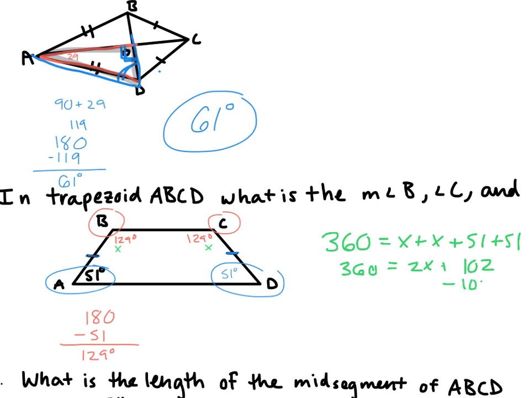So we just subtract 102. So you get 258 is equal to 2x, and then you just divide by 2. So x is equal to 129. So it's just a different way of doing it.